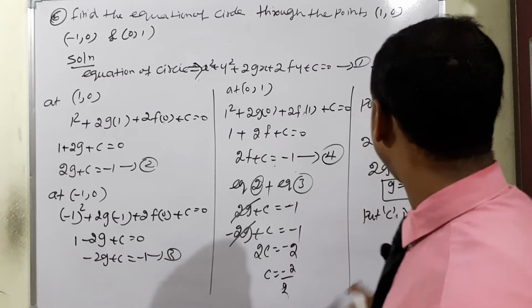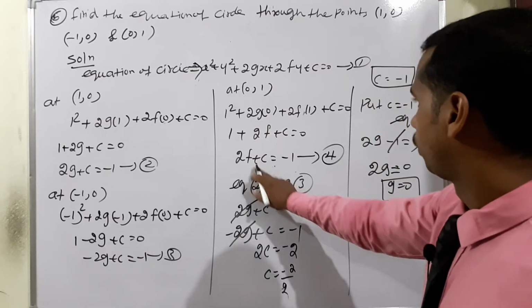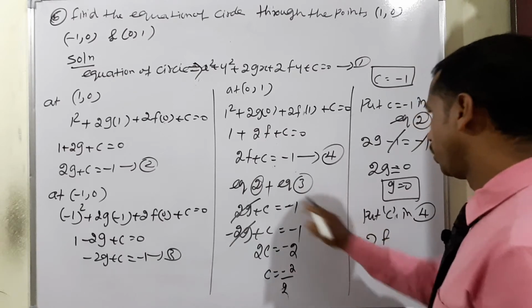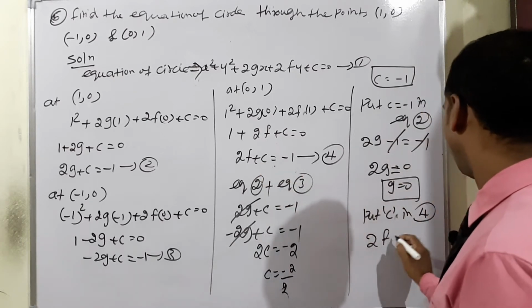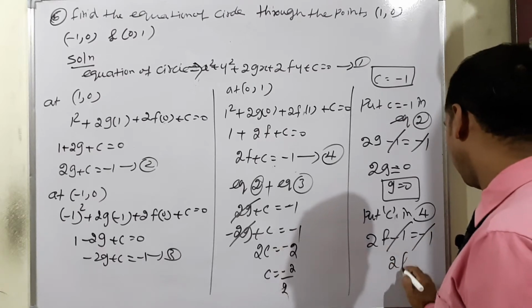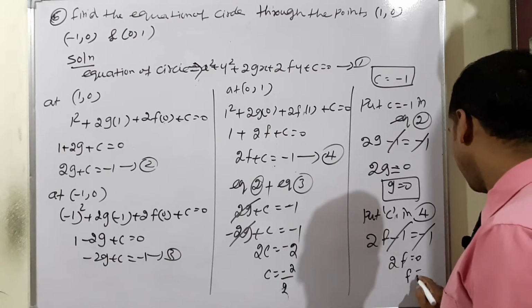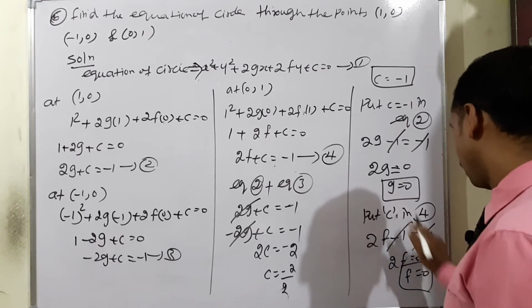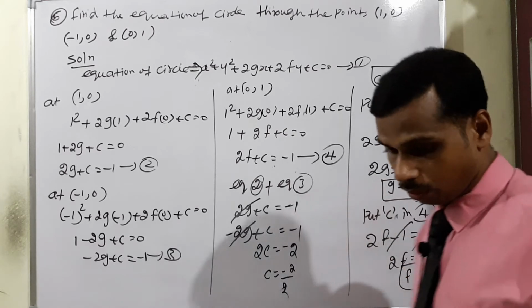Equation number 4 means we will get the f value. In equation number 4, 2f, instead of c we can apply minus 1. Minus 1 is equal to minus 1. Therefore, again minus 1 cancels. So, 2f is equal to 0, which means f is equal to 0. So, g is also found, f is also found.